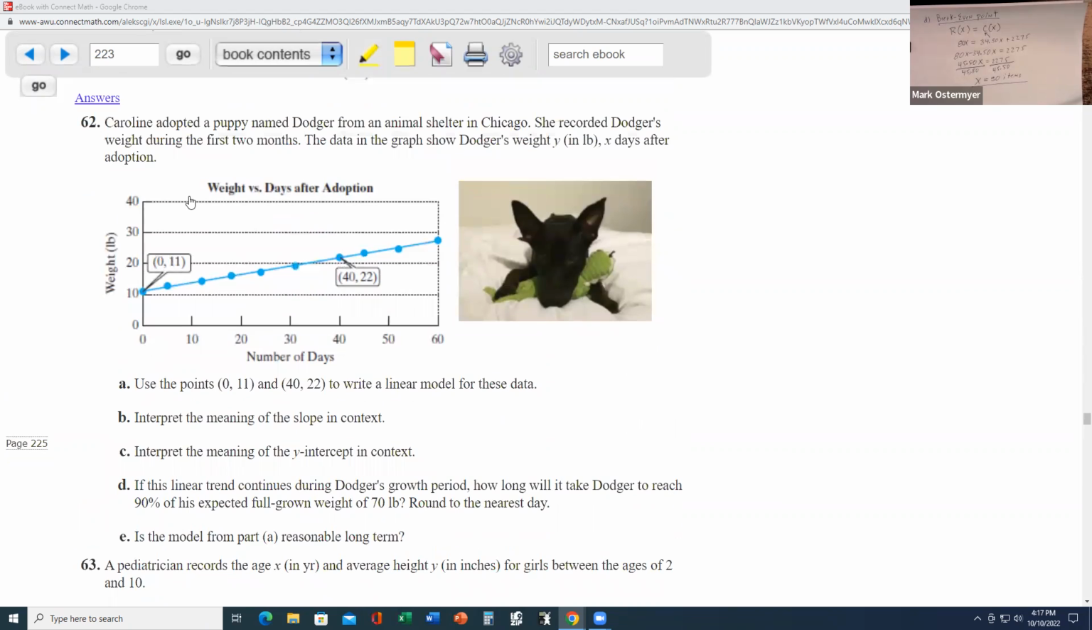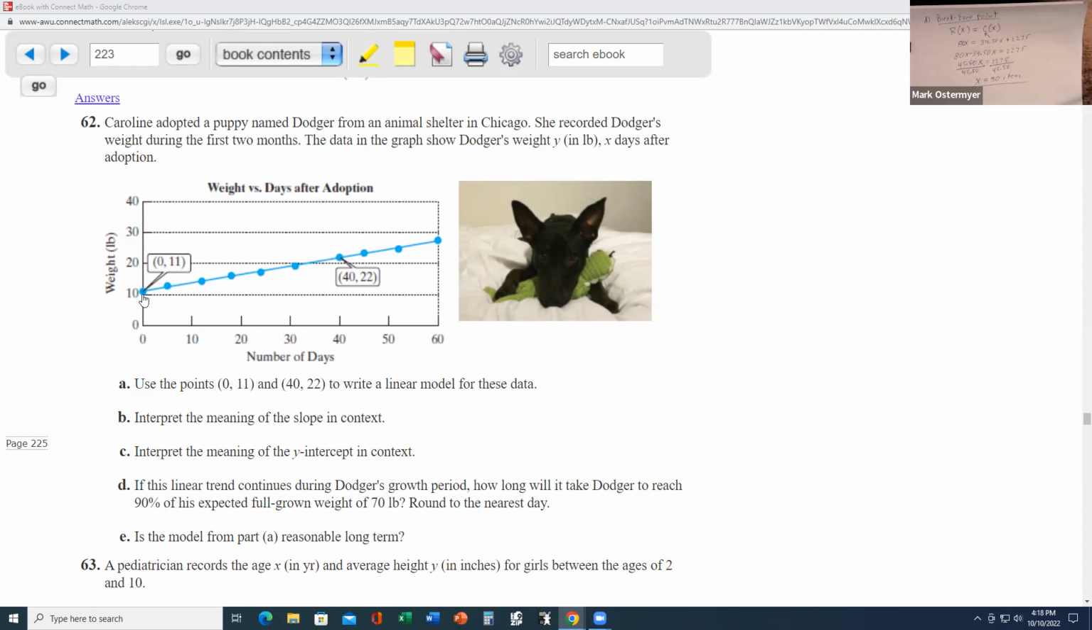This one's interesting here. Caroline adopted a puppy named Dodger from an animal shelter in Chicago. She recorded Dodger's weight during their first 2 months. The data in the graph show Dodger's weight, Y in pounds, versus X days after adoption. Horizontal axis, the number of days after adoption, and the vertical axis represents the weight of this little puppy in pounds. All right, they give us 2 points on this line, 0, 11 and 40, 22. The y-intercept is 11. Can anybody interpret in plain English what the y-intercept is saying?